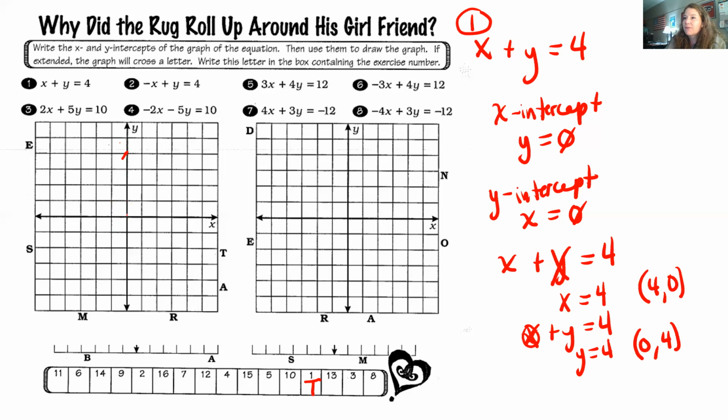My x-intercept is 4, 0: 1, 2, 3, 4. And I can draw my line. And if I could draw a straight line, I would still go through the letter T. Okay? All right, so you choose which of those you like better. Let's do at least probably 2 more.